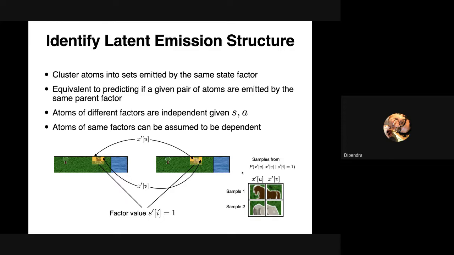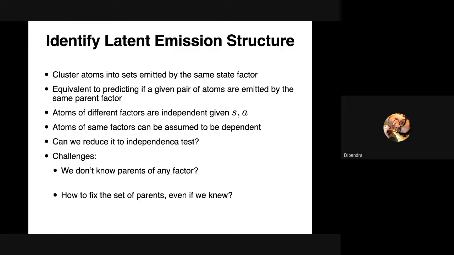This would not be true for some problems, and I can mention later where it won't be true. But it's true, for example, in problems like these where there are some objects occupying a grid, and the pixels of an object are not independent of each other. So these together give us sufficient information to reduce the problem to an independence test. Atoms of different factors are independent given the S and A. Atoms of the same factor can usually be assumed to have some inherent dependence.